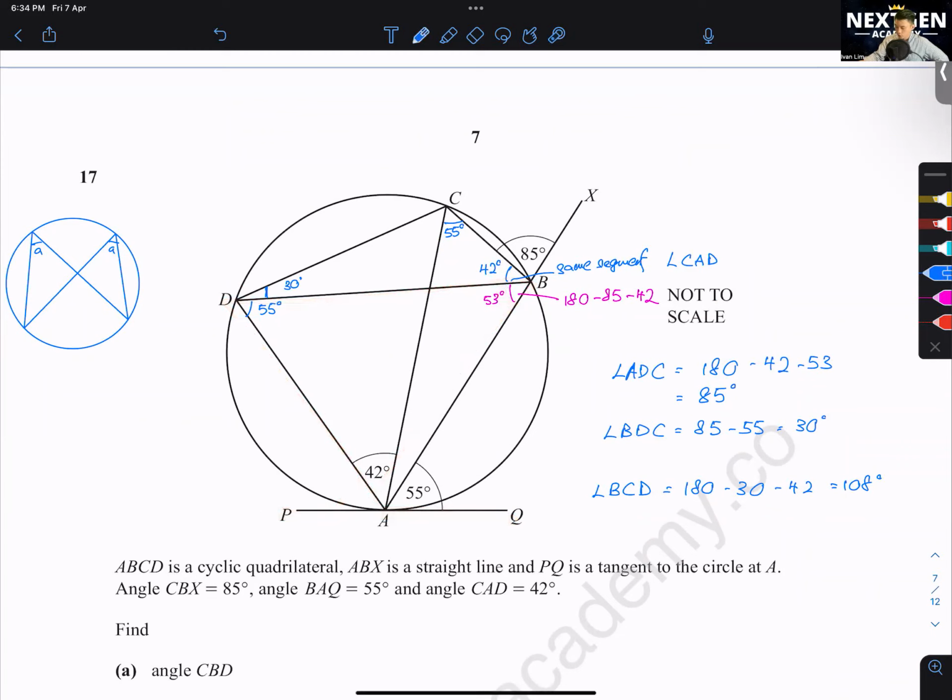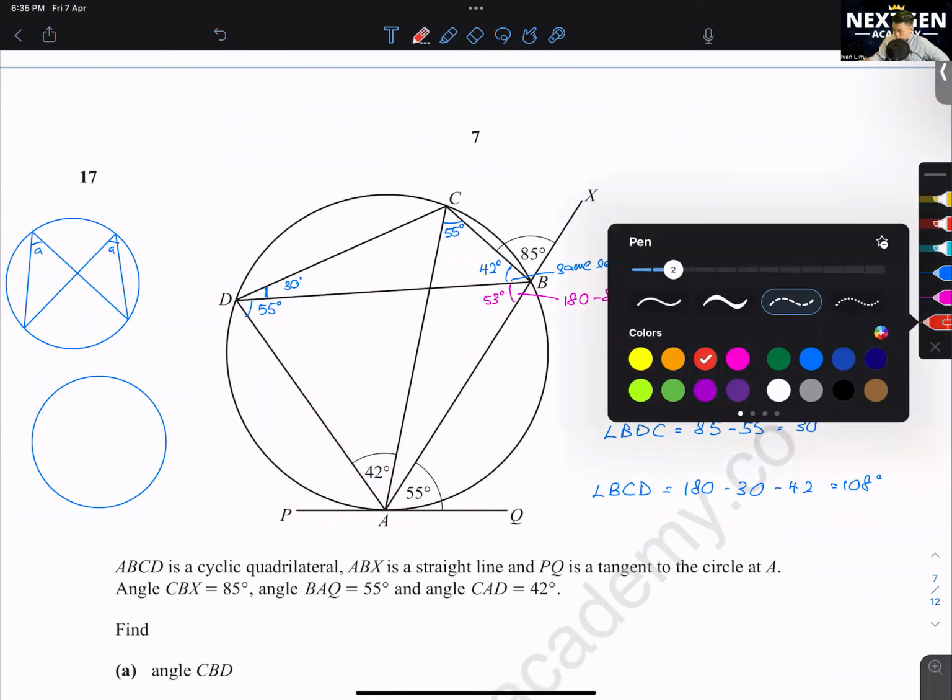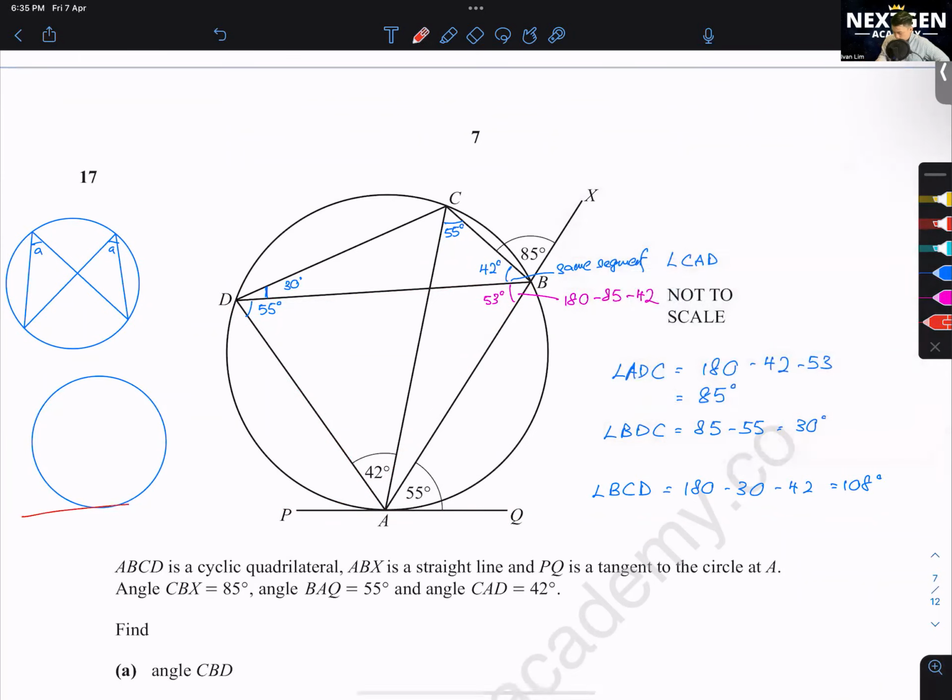Okay, for those who don't know what the alternate segment theorem is, I'm just going to draw it out for you. You've got a circle, you have a tangent, and then you have a triangle. Okay, so the angle here is equal to the angle here.